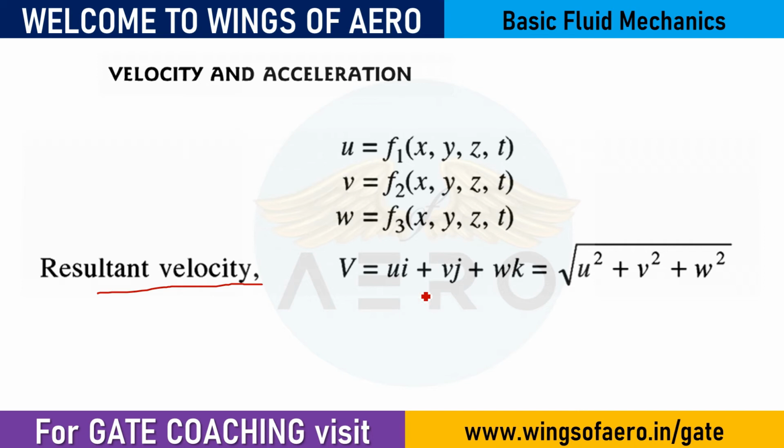Every equation they will give you in vector form. So capital V equals small u i plus v j plus w k. V is the resultant velocity, and u is the velocity component along the x direction. Small v is the velocity component in the y direction. W is the velocity component in the z direction. Now how can you find the resultant? By root over u square plus v square plus w square.